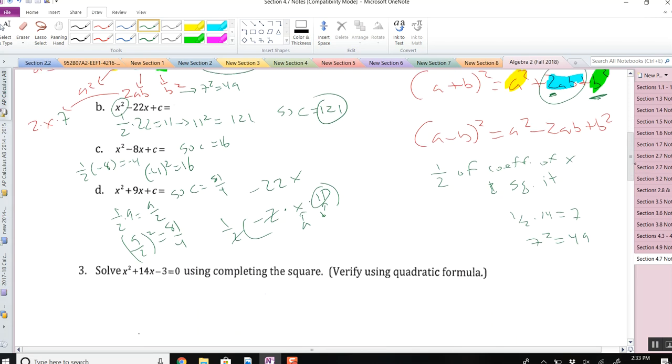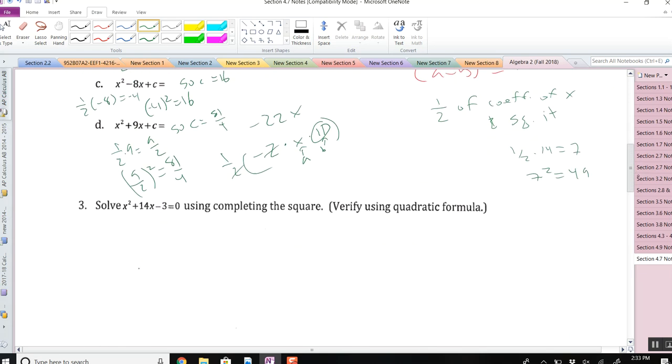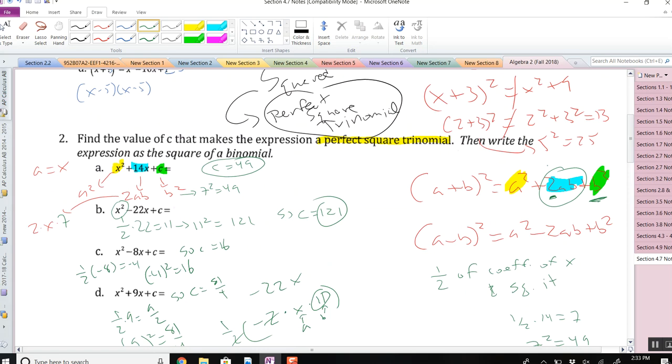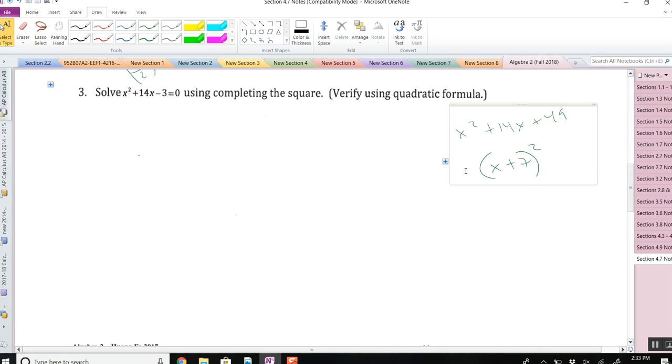It matters because when you have, say, x squared plus 14x plus 49, you can write it as x plus 7 squared. So basically it's a perfect square trinomial. And when you have a perfect square trinomial, like a squared plus 2ab plus b squared, you can factor it as a binomial square. So very important.